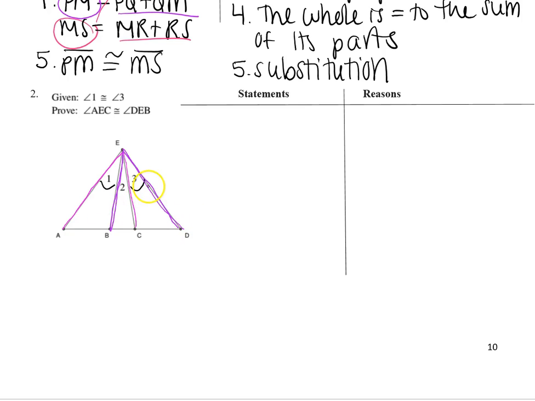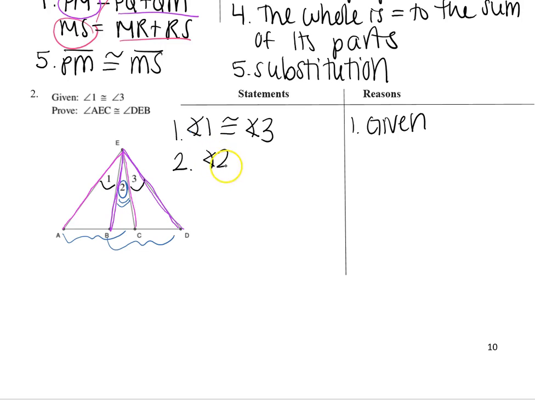Now what both of these angles are going to end up sharing is angle 2. So I can get angle 2 congruent to itself by reflexive, add them together, and then I'll get the angles. Okay, so first starting with angle 1, I'm going to do this in black. Angle 1 is congruent to angle 3. Let's say angle 2 is congruent to itself, and that's just the reflexive property.